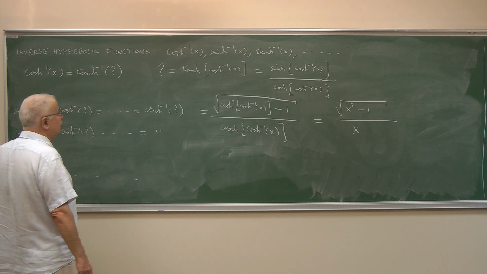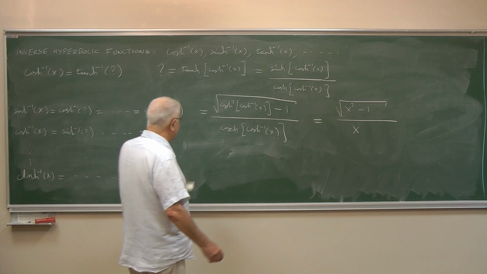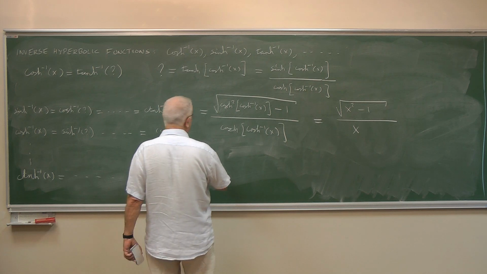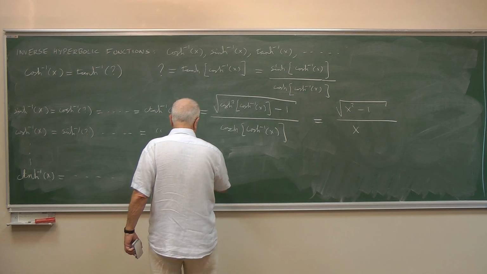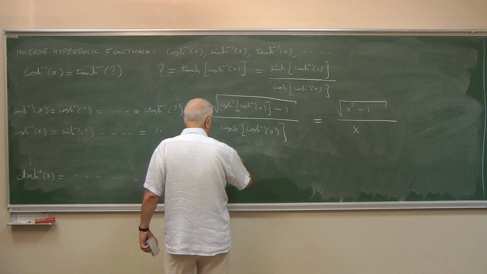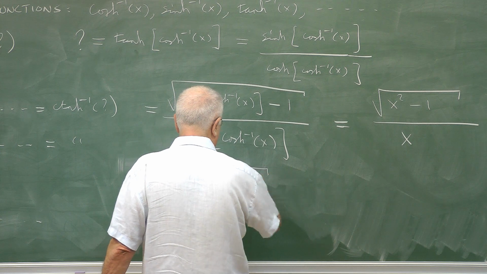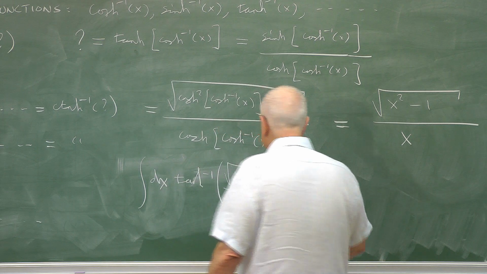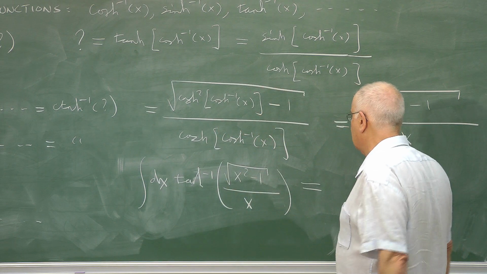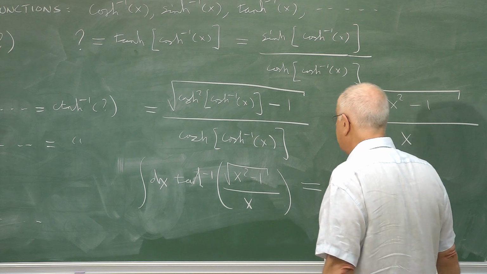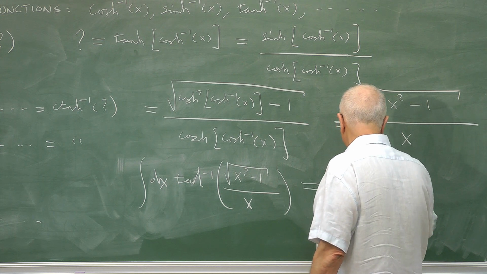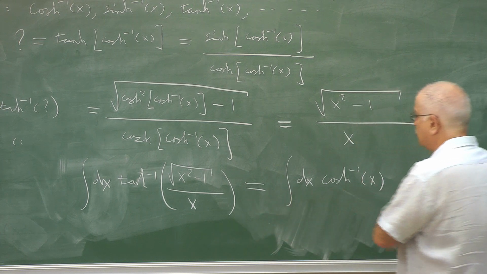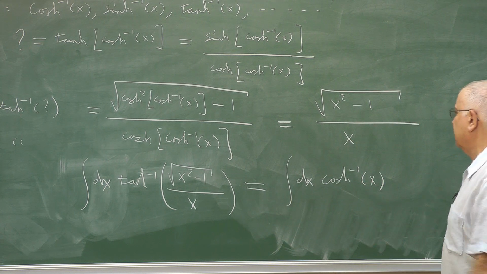Again, what is the motivation? If you end up with an expression, in this case, let's say integral dx inverse hyperbolic function of square root of x square minus 1 divided by x. This is extremely difficult to find in an integral table. But on the other hand, integral dx cosh inverse of x, this is doable. Integration by parts, and it works.